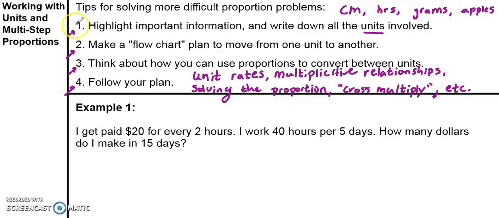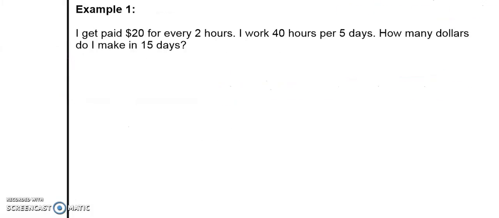So, number 1, we're going to highlight the important information and write down all the units involved. Number 2, we'll make a kind of a flow chart or a plan to move from one unit to the other. Number 3, we'll think about how to go between the steps of our plan using some sort of proportion or ratio. And lastly, we'll actually execute and follow the plan and find the answer. Let's start with example 1. As I'm doing these examples, I might write quickly or highlight things quickly, so feel free to pause the video at any time to write down what you see on the screen.